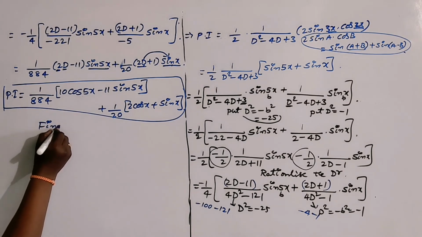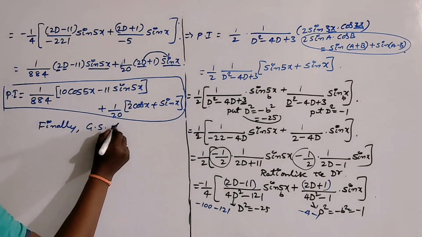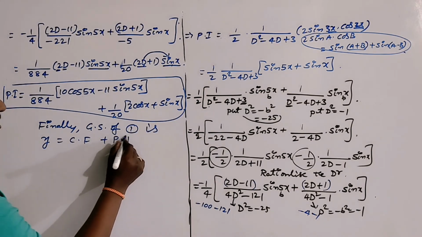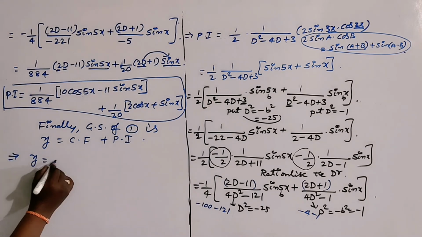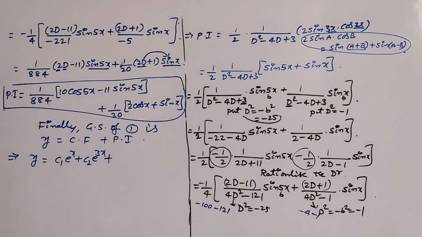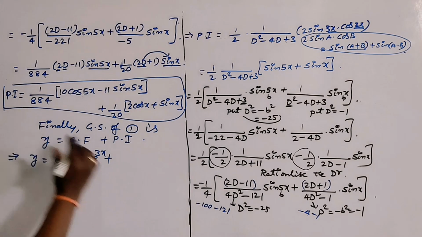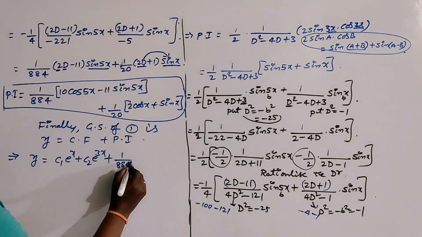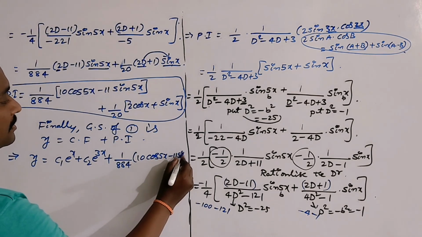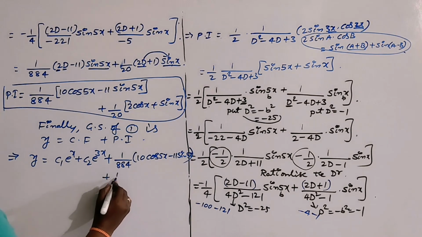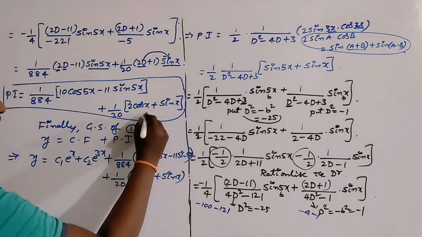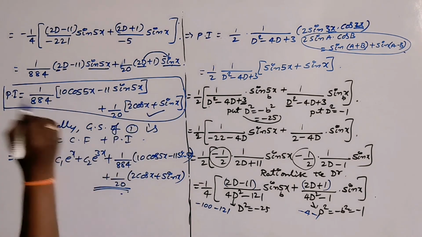Finally, you should write that general solution. Finally, the general solution of 1 is y is equal to CF plus PI. Don't forget it. So y is equal to, what is CF? C1 into e power x plus C2 into e power 3x plus, what is PI? 1 by 884 into 10 cos 5x minus 11 sin 5x plus 1 by 20 into 2 cos x plus sin x. Just I paste this value here. This is the final general solution.